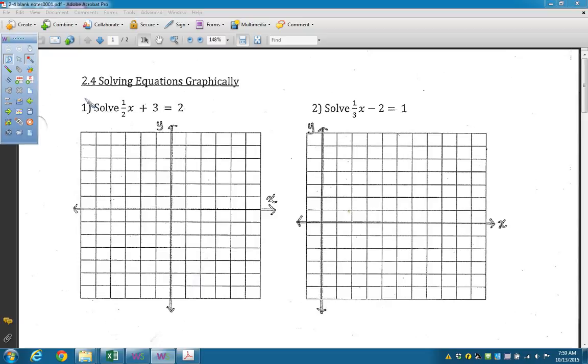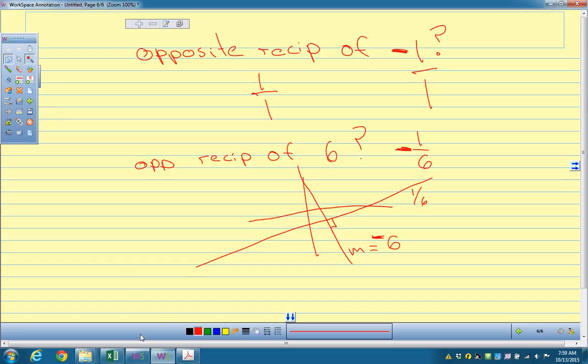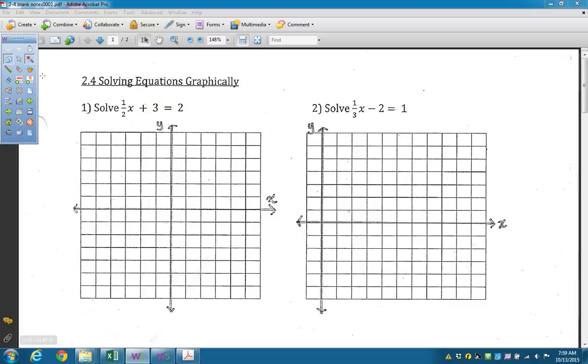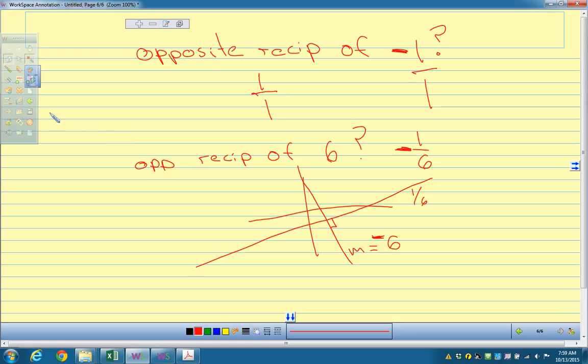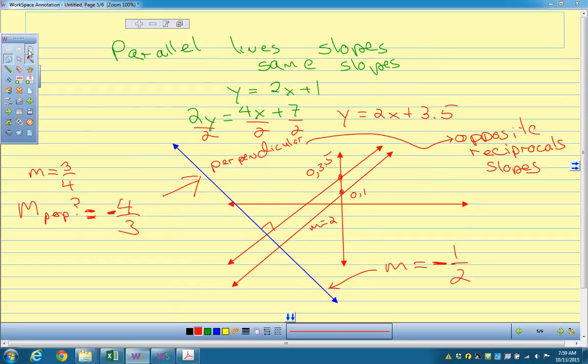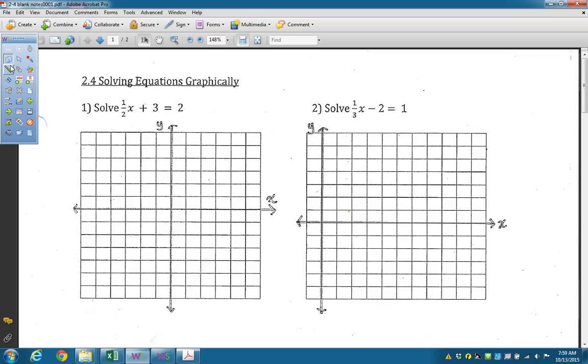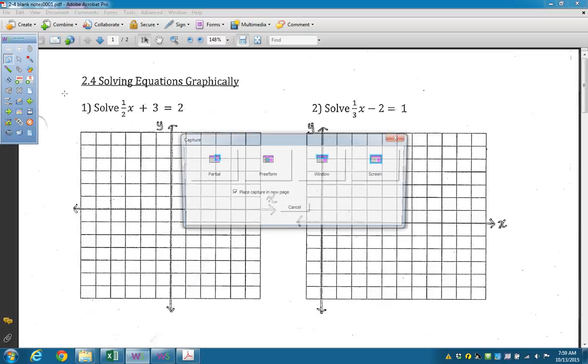So what is a line that, well, where did it go? Disappeared. There it is. Come on, buddy. Did you do it? No. Maybe I have to capture this first.